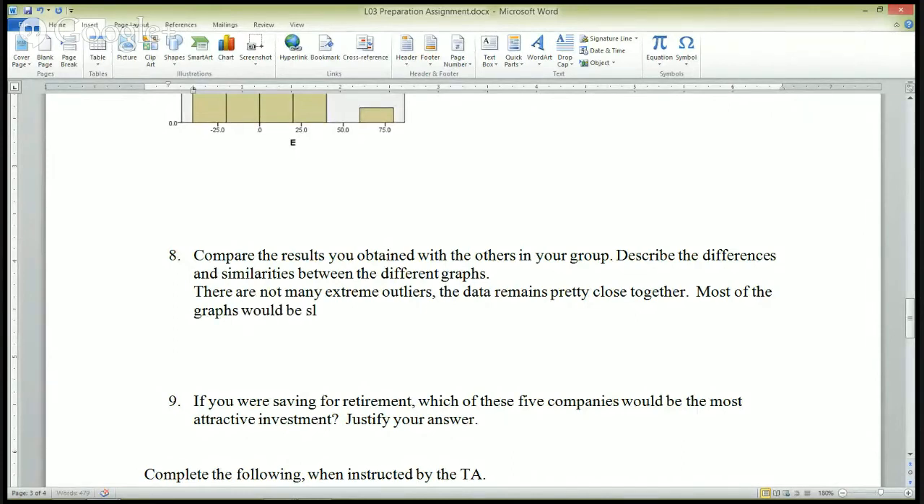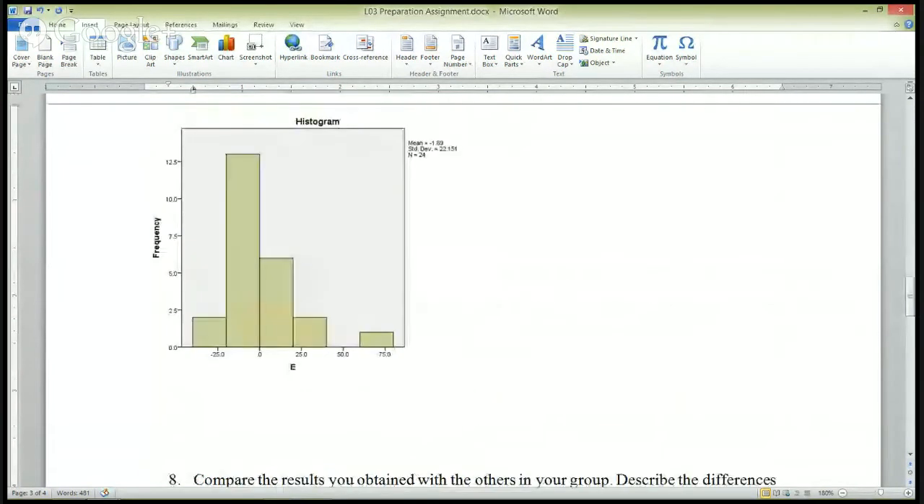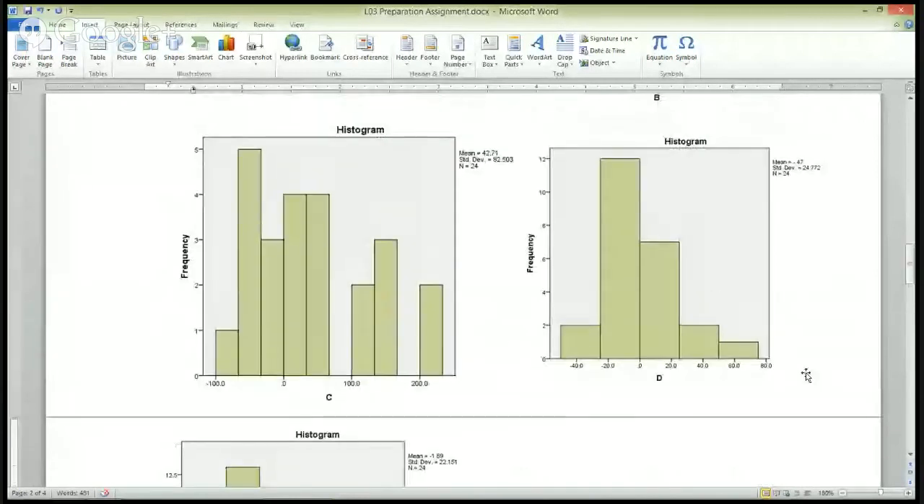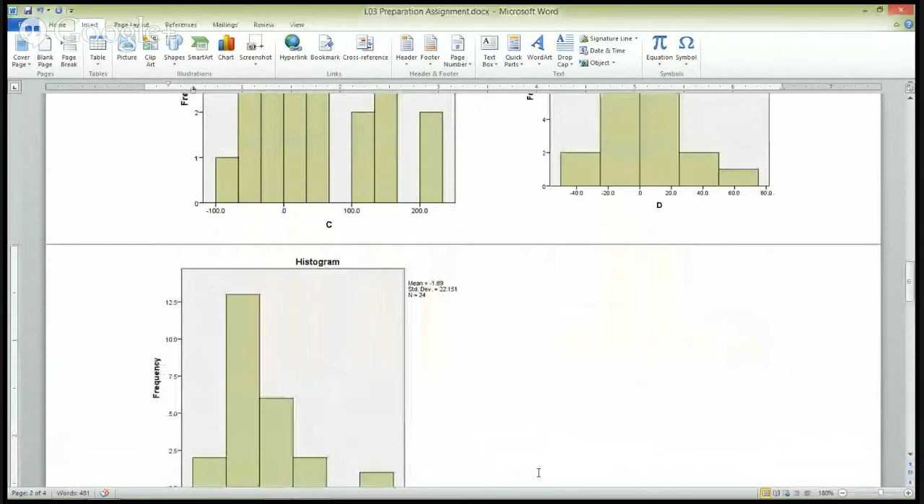Because the bell curve is symmetrical, it's even, it creates an upwards and a down. It's pretty even. The skew would have a big long tail at the end. So E would be pretty skewed, and D would be pretty skewed, I guess. A little bit.